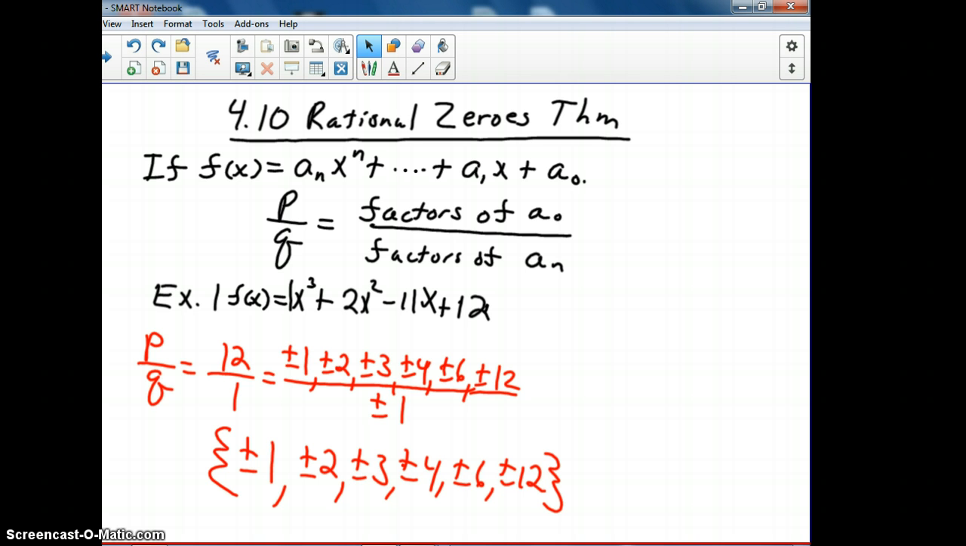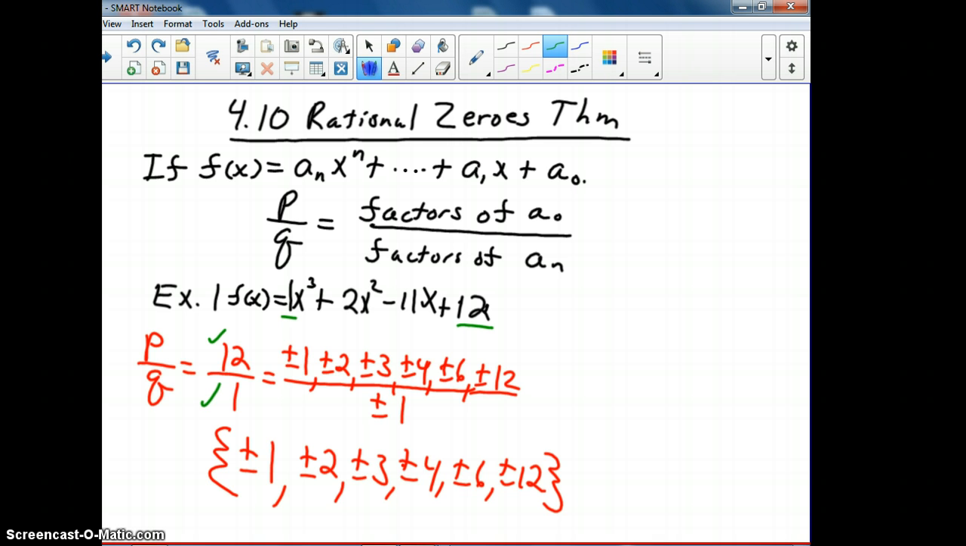Well, now here we go. This is simple. A sub naught, or p, is the last number in the equation. So look here, we've got 12 right there. Over a sub n, which is 1, the first number, which is also q. So you put 12 divided by 1 on the paper.